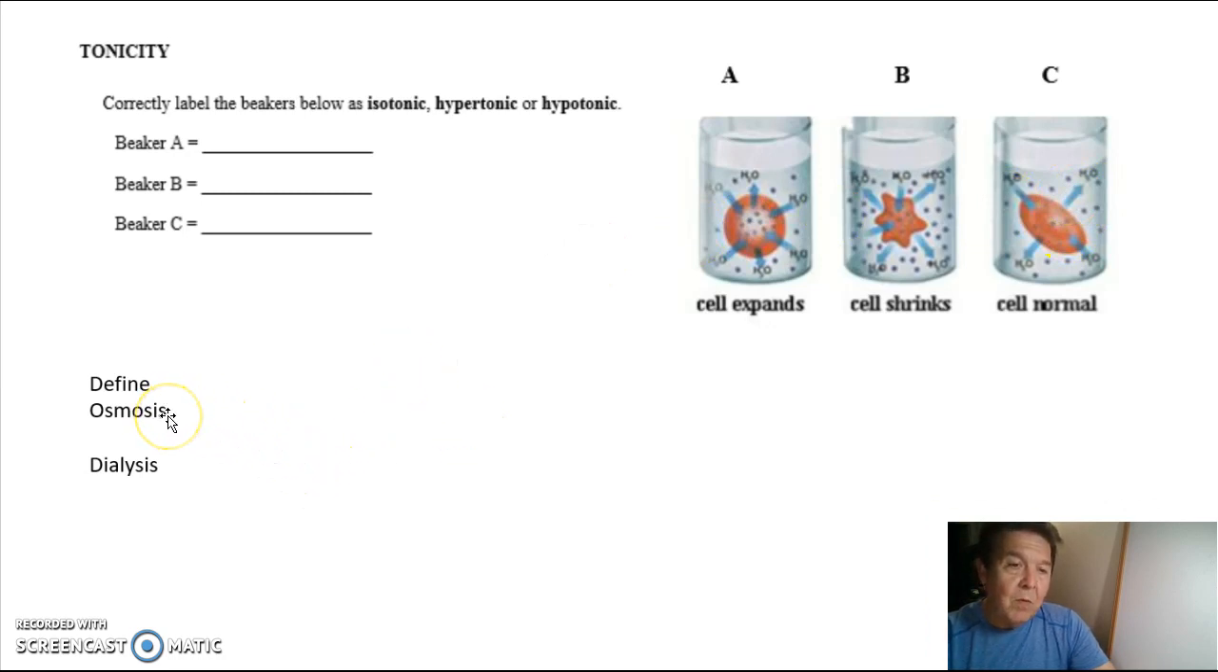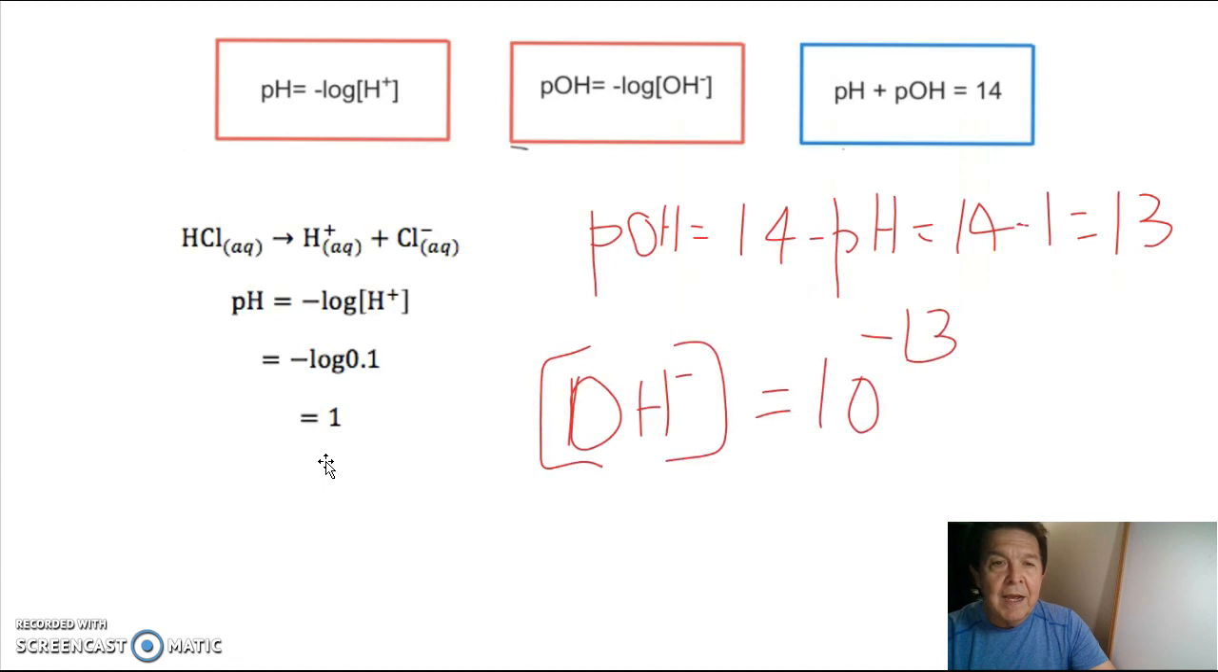You have to explain what is osmosis, that is the movement of liquid water from low concentration to high concentration through a semipermeable membrane, while dialysis is the movement of particles from a high concentration to low concentration through a semipermeable membrane. We study also pH.